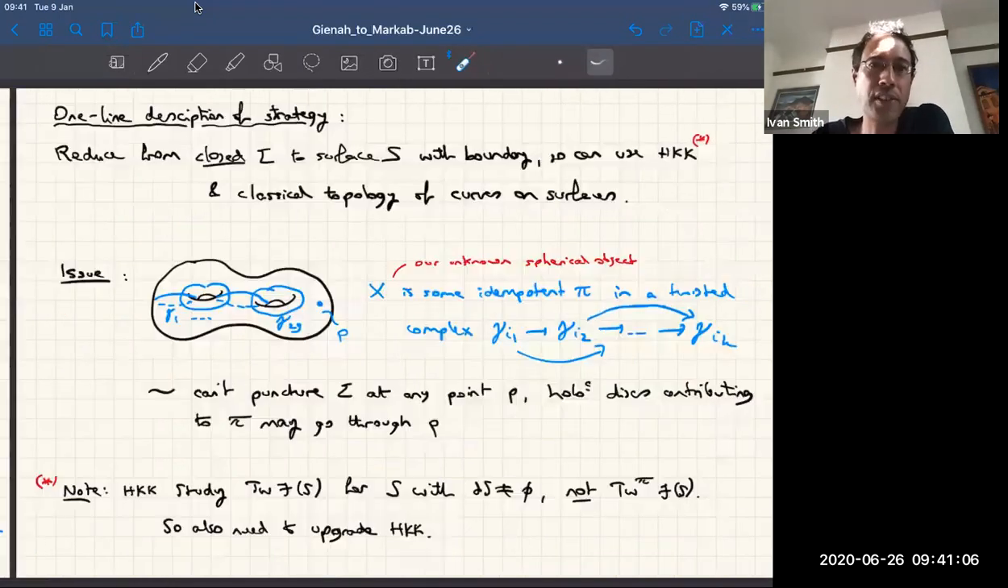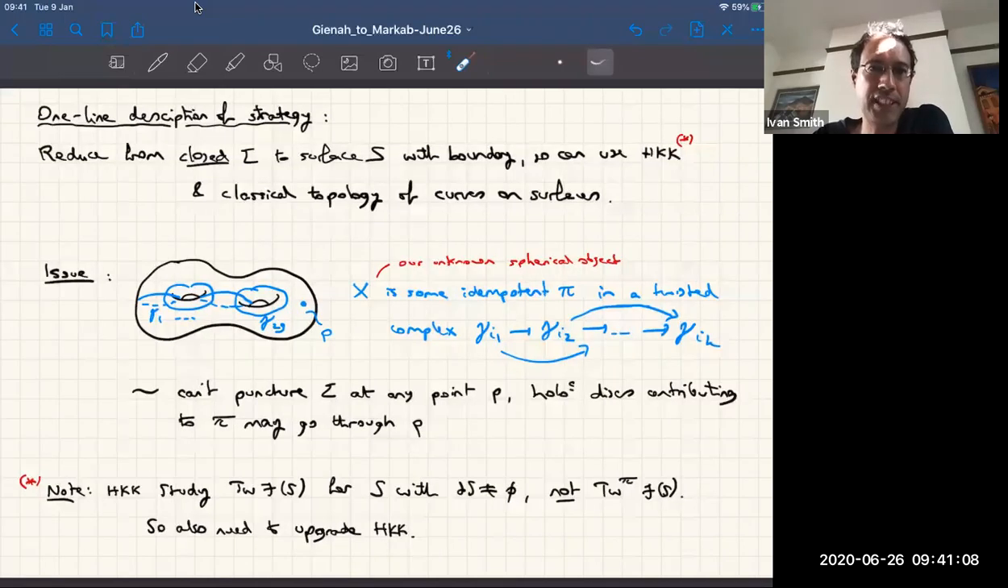Okay, so the one-line description of the strategy then is that we want to reduce from studying things on a closed surface to studying things on a surface with boundary. So we can use this HKK geometricity theorem and this kind of classical topology as just described.